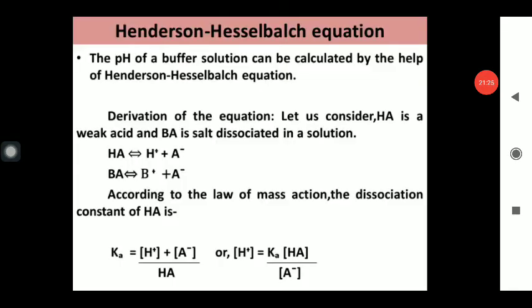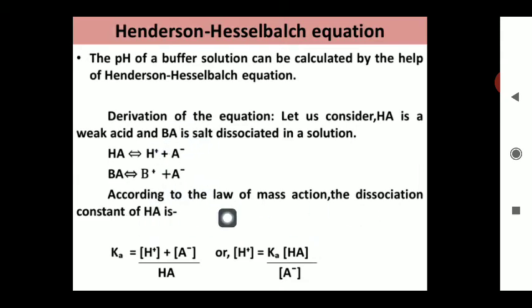Now the next heading is the Henderson-Hasselbalch equation. The pH of a buffer solution can be calculated with the help of the Henderson-Hasselbalch equation. For the derivation of the equation, let us consider the acid HA is a weak acid and BA is the salt dissociated in a solution. HA is equal to H positive plus A negative, BA is equal to B positive plus A negative. In both these cases, this A negative is common.